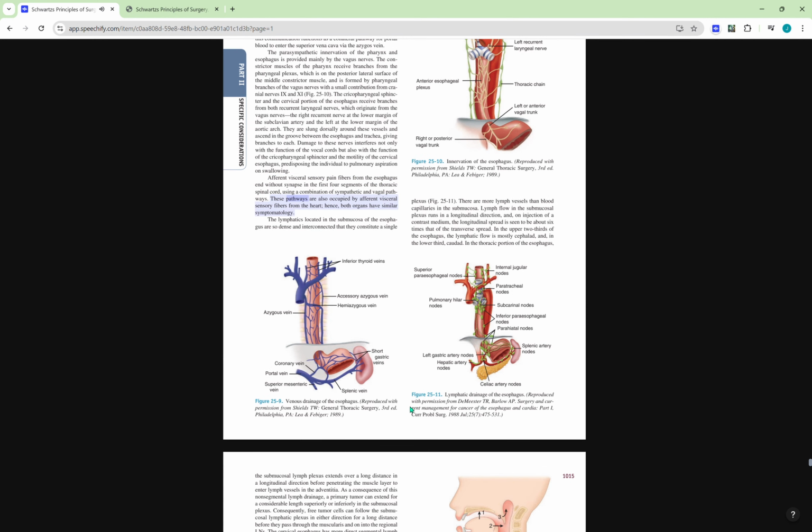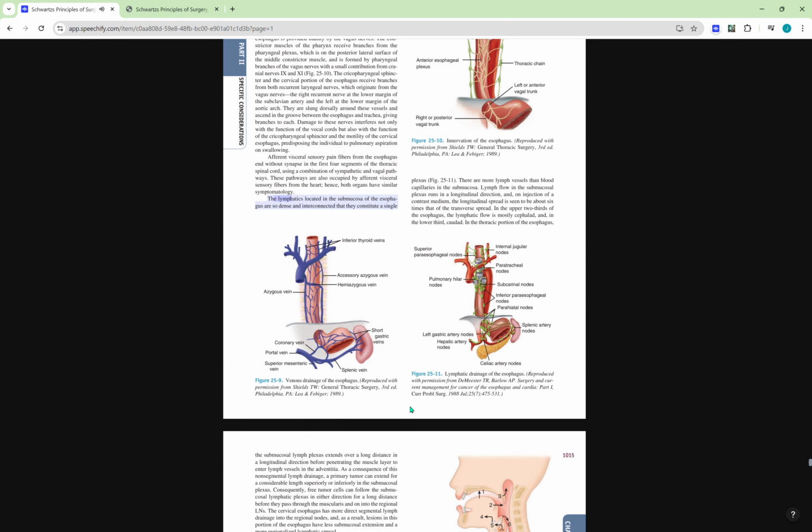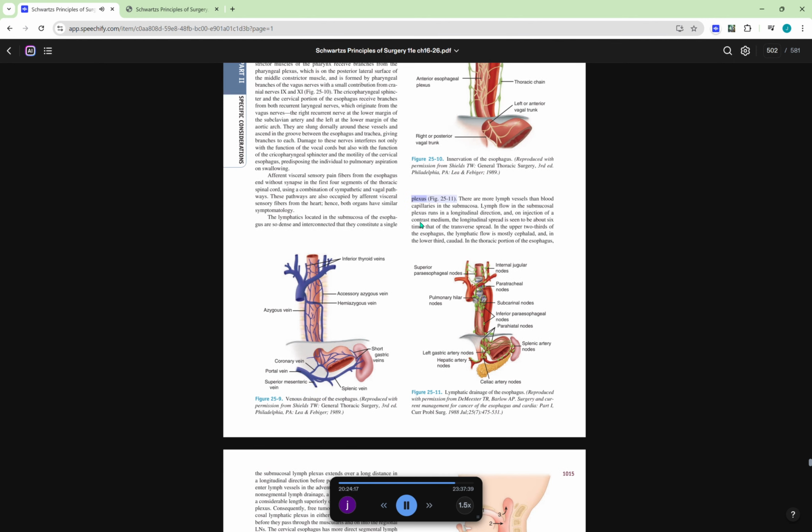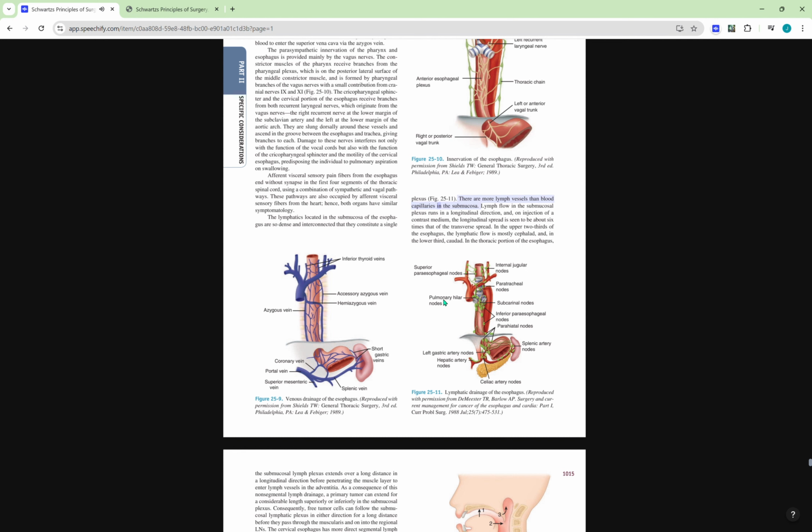These pathways are also occupied by afferent visceral sensory fibers from the heart. Hence, both organs have similar symptomatology. The lymphatics located in the submucosa of the esophagus are so dense and interconnected that they constitute a single plexus. There are more lymph vessels than blood capillaries in the submucosa.